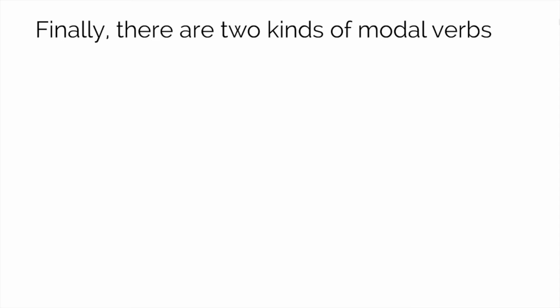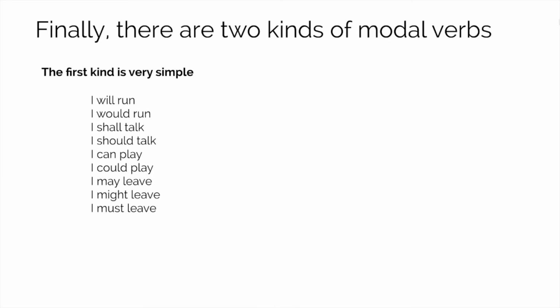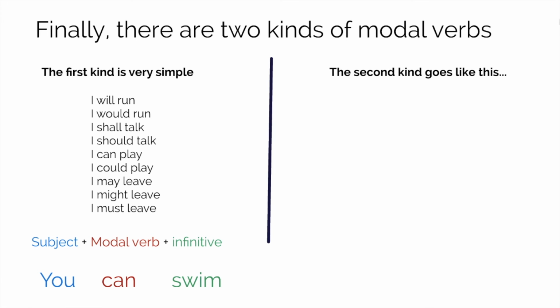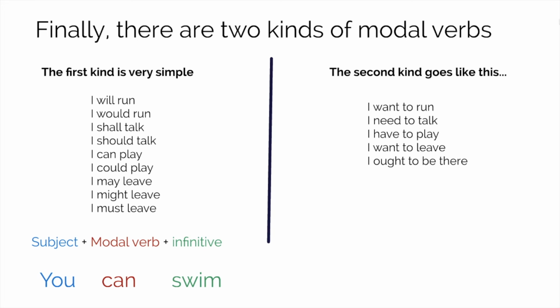Finally, there are two kinds of modal verbs. The first kind is very simple. I will run. I would run. I shall talk. I should talk. I can play. I could play. I may leave. I might leave. I must leave. These sentences are made out of a subject, a modal verb, and an infinitive. For example, the subject can be you, the modal verb can be can, and the infinitive can be swim. You can swim.